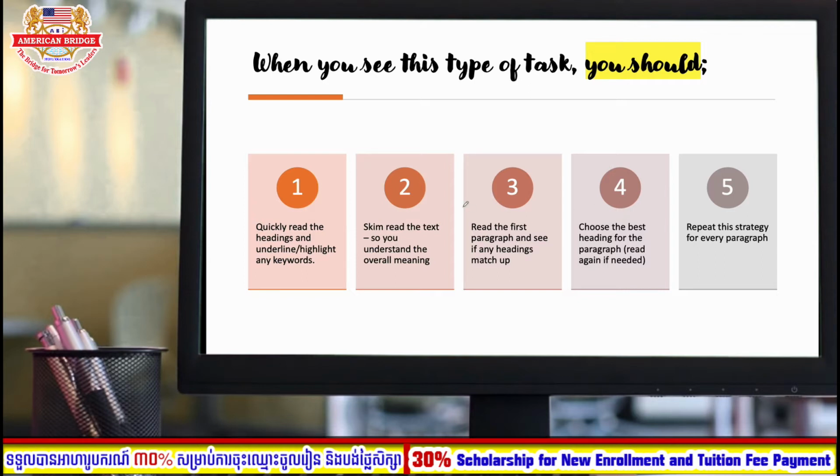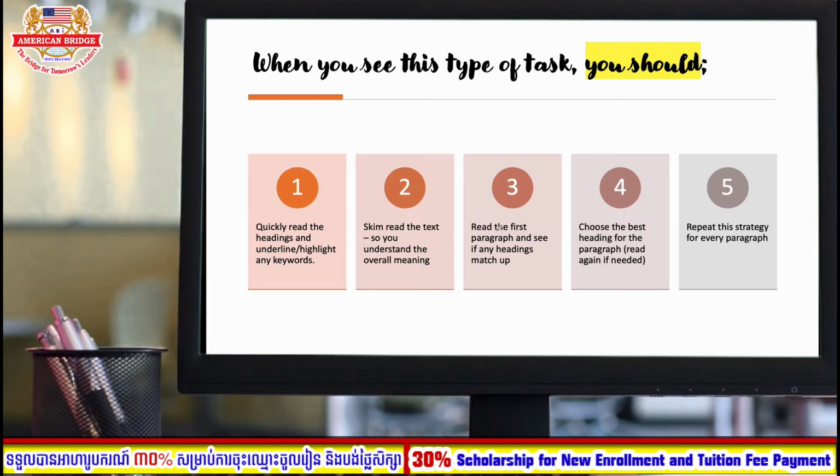For the first one, when you do this type of exercise, quickly read the headings, and underline or highlight any keywords. It is a good idea to read the questions first. Read the headings to understand the information. When you get the information from the headings, go to skim reading, which means you don't read everything, but just try to get the main idea of the text or the passage you are reading. Just try to understand the overall meaning.